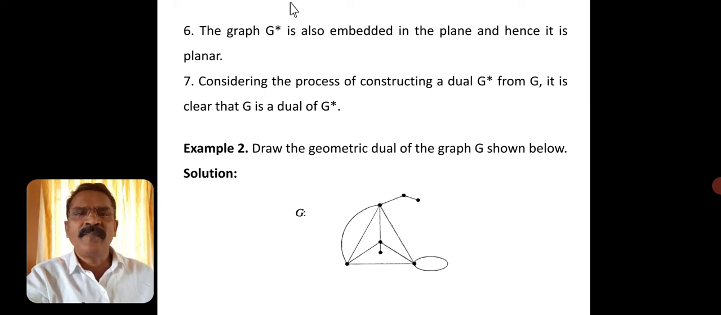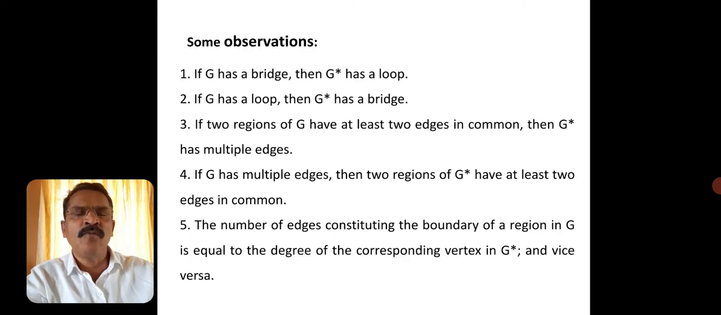Now we will see the second example. Draw the geometric dual of the graph G shown below. So one graph is given. So first think of this. This is the graph. Okay. So now how many regions are there? 1, 2, 3. Okay. And this is one region. Of course, multiple edges are joined. So these two edges are lying in the boundary of the exterior region, and one loop is there. Okay. So therefore, previously we have considered, if G contains a loop, what we have to do?